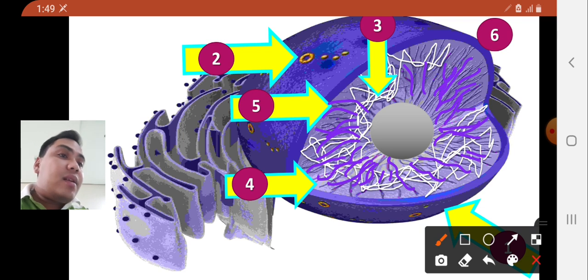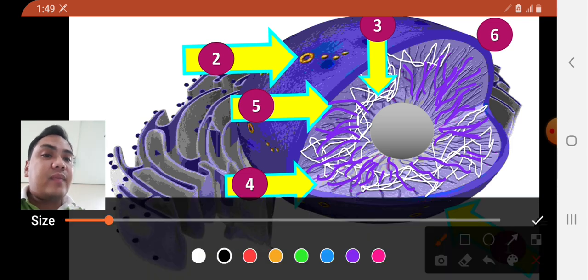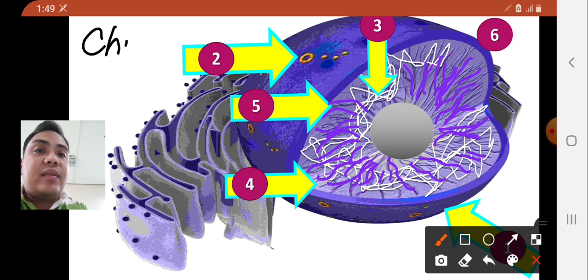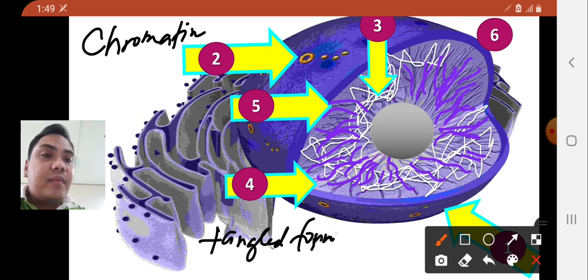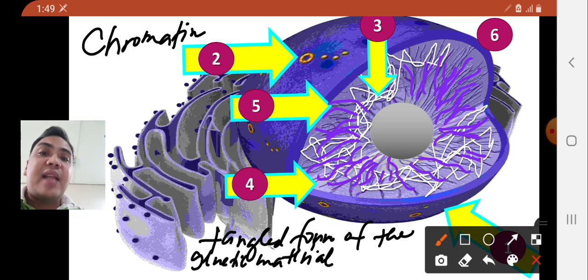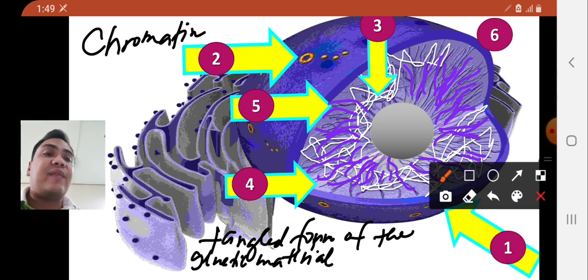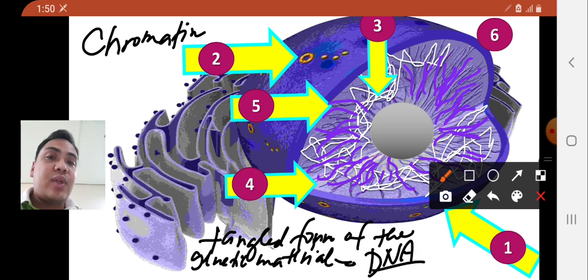Okay? So this tangled form of genetic material that consists of the DNA molecule will be known as the chromatin. Okay? So, chromatin actually refers to the tangled form of the genetic material. And since chromatin is made up of genetic material, we can say that chromatin consists of the DNA molecules, which is the storage of genetic information for the genetic makeup of an organism.